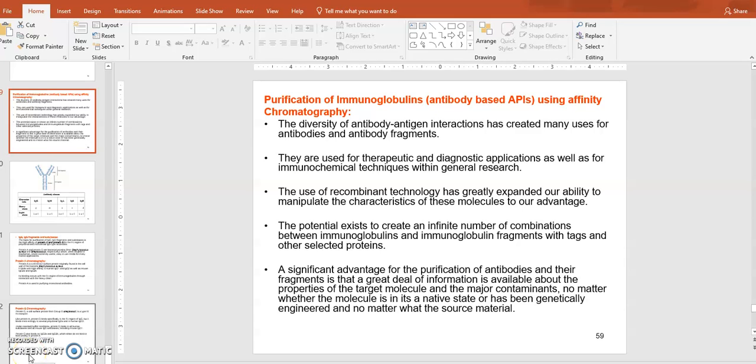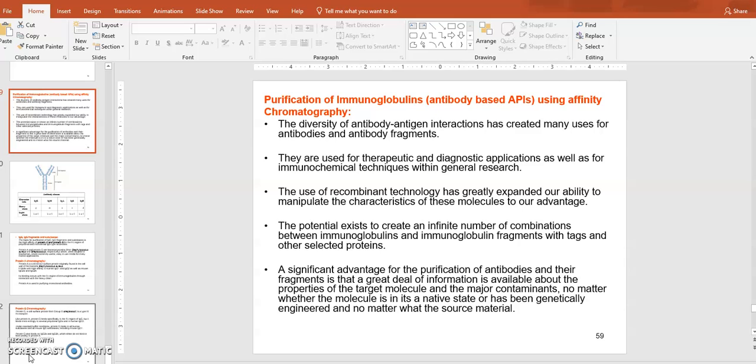Okay, finally we'll talk about the protein A chromatography methods. Among the different affinity chromatography methods that are out there, one of the chromatography methods used most in the biopharmaceutical manufacturing industry is called the protein A chromatography method.